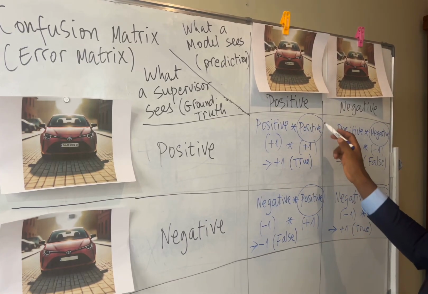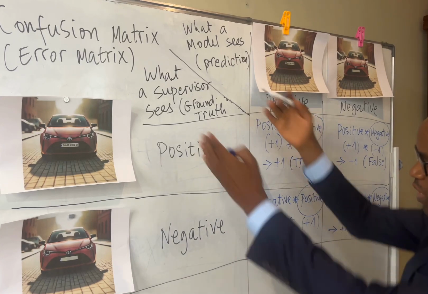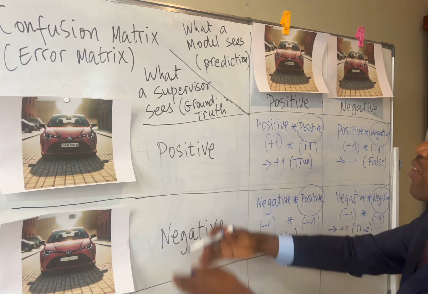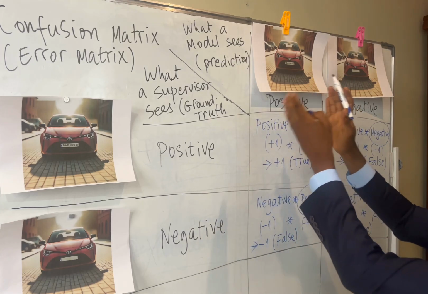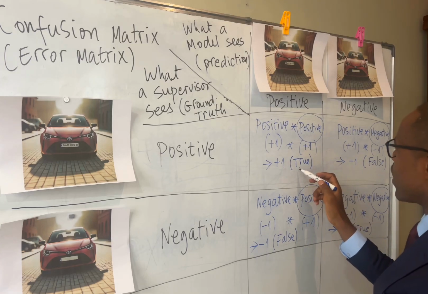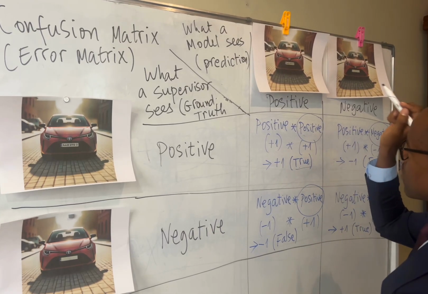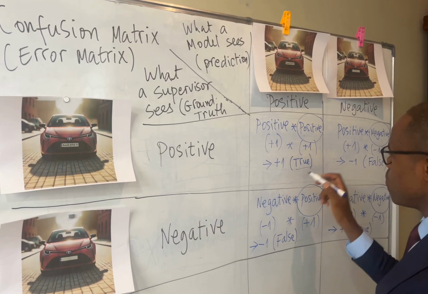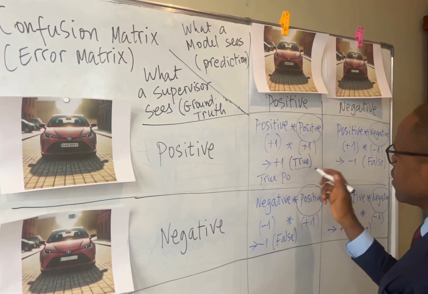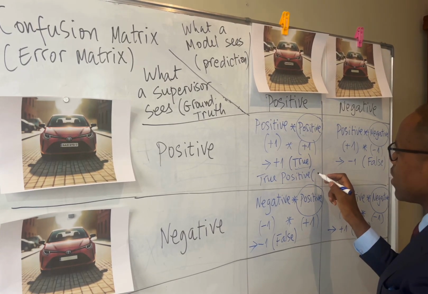As I told you, what's important here is what the model sees. Because this is AI, it's no longer natural. We're not interested in natural intelligence; we are interested in artificial intelligence. So what the model sees is very important here. That's why we consider this true and positive on the side of the model. The first cell is true positive, also abbreviated as TP.